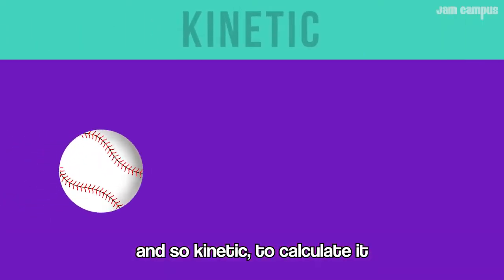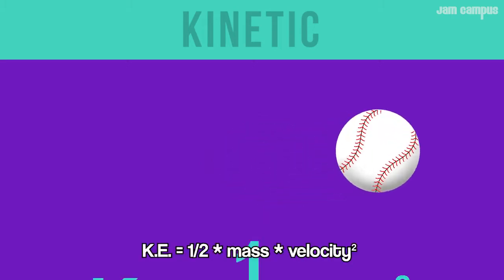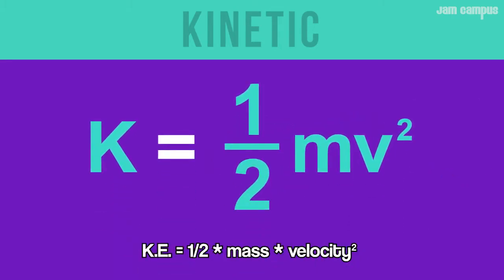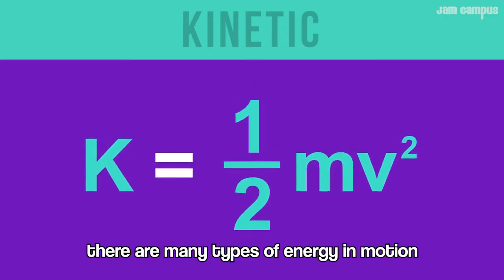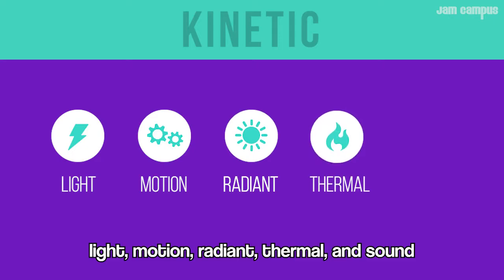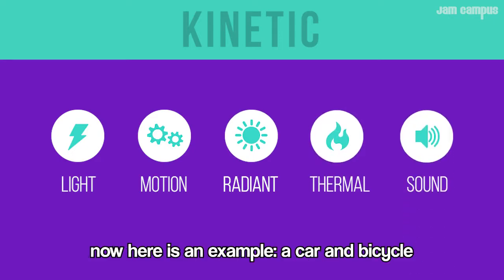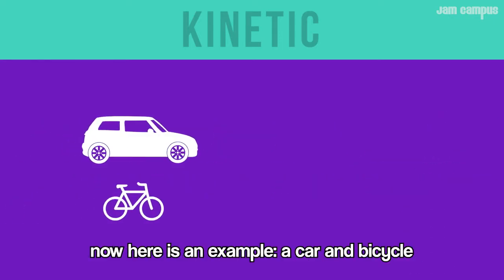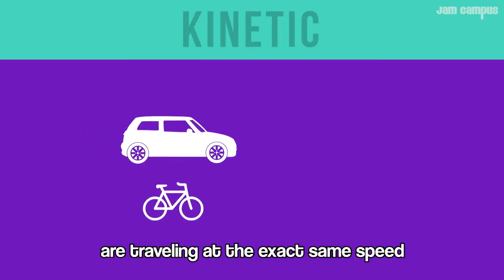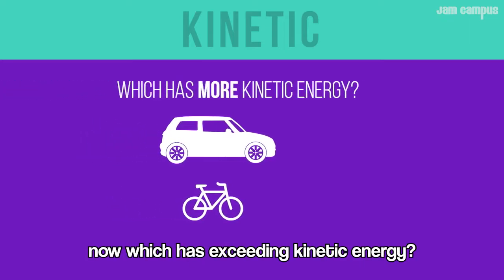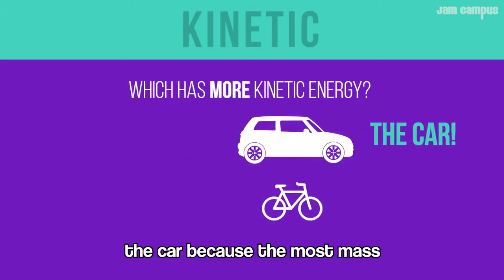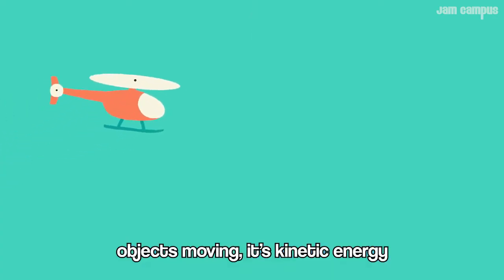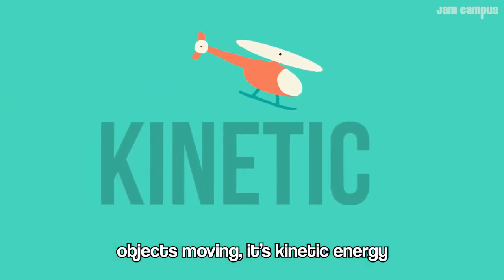It's so kinetic to calculate it. It's 1/2 times the mass times velocity squared. There are many types of energy in motion: light motion, radiant, thermal, and sound. Now here's an example: a car and bicycle are traveling at the exact same speed. Now which has exceeded kinetic energy? The car, because it has the most mass. Objects moving, it's kinetic energy. You can transfer one object to another.